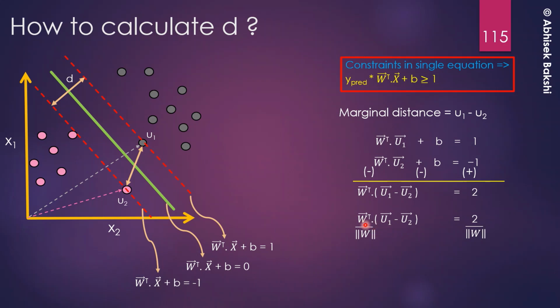And once you divide this W by its norm, this part gets nullified. What remains left is U1 minus U2, which is basically the marginal distance. So my marginal distance is 2 by norm of W, where W is the vector perpendicular to these red straight lines. Right? Now here comes the next step. We have calculated D. What is D? D is this one.